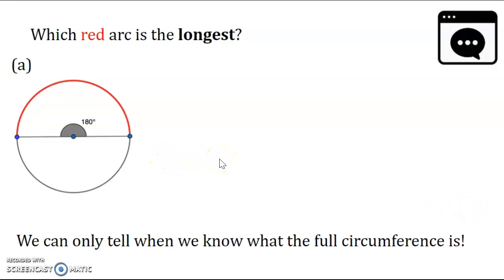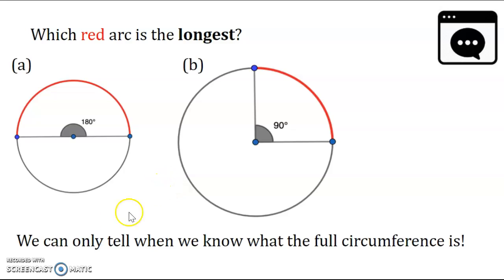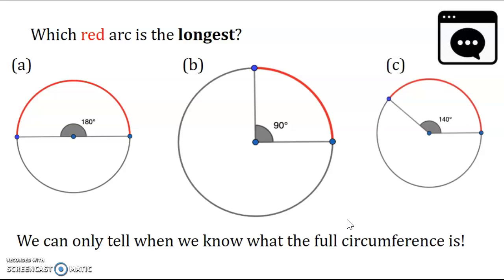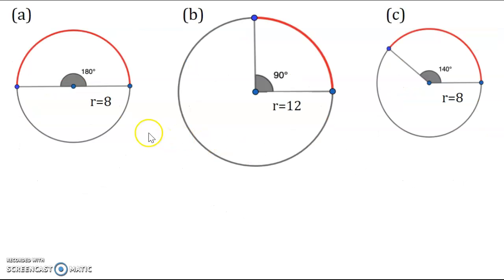Okay, so which red arc is the longest? When we're talking about arc, we're talking about length. So which is the longest? Well, we can only tell when we know what the full circumference is. So we need to figure out the full circumference for all of them, just like the sector, where we needed to figure out which is the bigger area. We need to know the radius or diameter length. So now, if you're told what the radius is, we can figure out what the arc lengths are.